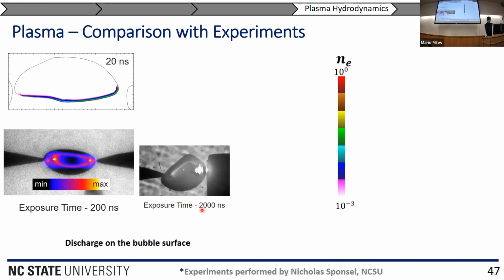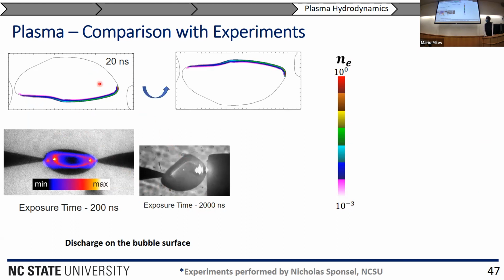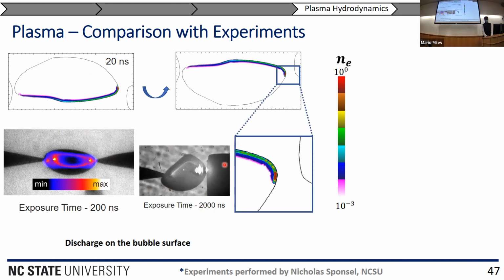And here's a 2 microsecond exposure of the bubble. If you flip that, it vaguely looks like this. Then if you zoom in, you can see these images have some resemblance, where there's a high amount of electron density, and therefore light emitted, at the tip. And there you can see the path it's taken over here.